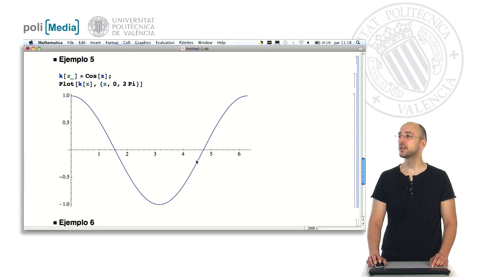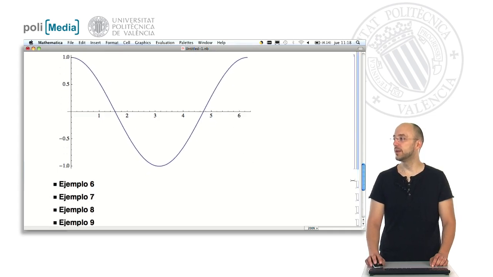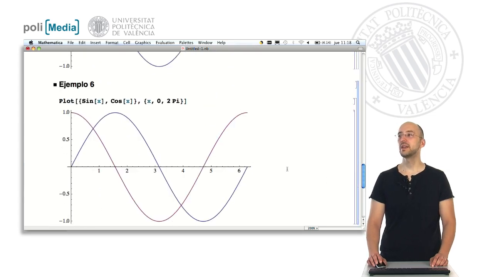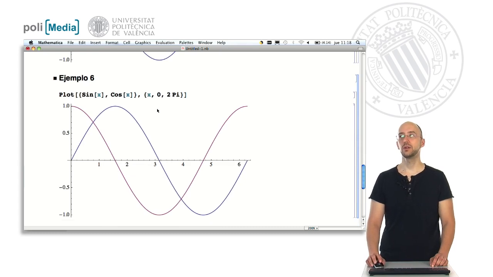How do these graphs relate? Take a look at the following graph. In this one, I have represented the sine and the cosine between 0 and 2 pi, both at the same time. As you should recognize, this one here is blue, it is the sine, and this one here is the cosine. As you can see, it's essentially the same wave, but shifted.